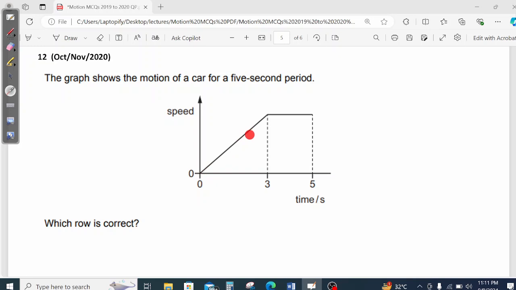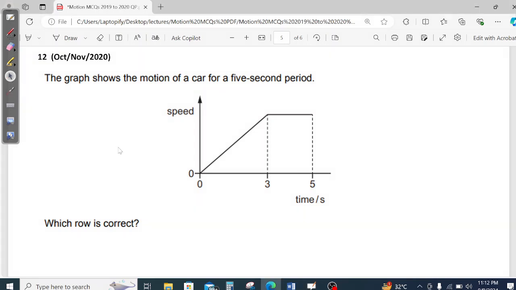It means the body is getting more and more speed, and after 3 seconds the line is horizontal to the time axis. It means the speed of your object is constant. Okay, from 3 to 5 seconds.